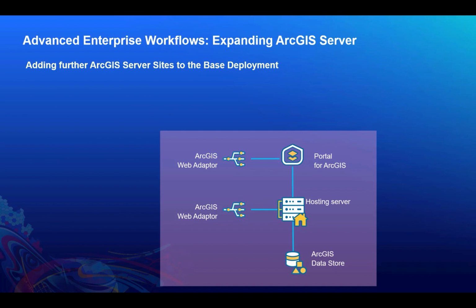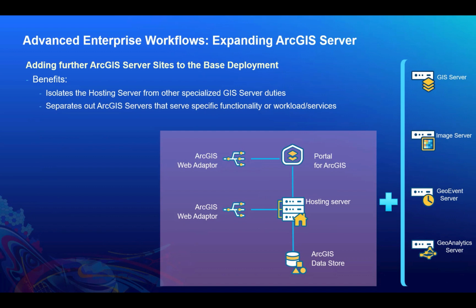So we will talk about the first way to expand your ArcGIS Server, by adding more ArcGIS Server sites to your deployment. A possible use case could be to isolate your hosting server from other specialized ArcGIS Server roles. For example, you can add another ArcGIS Server site that is federated with your ArcGIS Portal, or add other server roles like GeoAnalytics Server or ArcGIS Image Server. Or you want to separate the workload, or even separate ArcGIS Server sites based on the service type. Perhaps some operations require more CPU, like routing service.